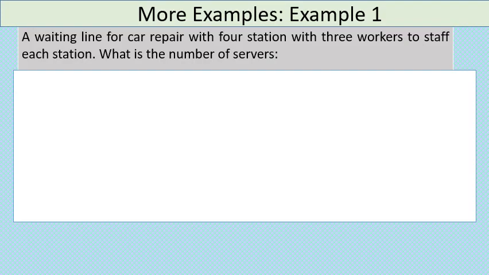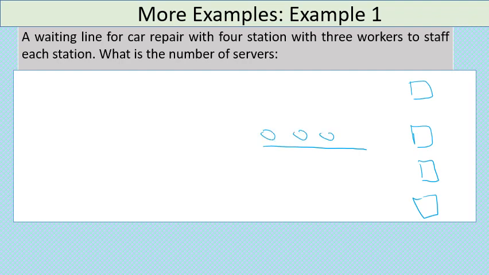So here they're telling us there's a waiting line for car repair, and there's 4 stations for the repair. So we have 4 stations to repair, 2, 3, and 4, and we have a waiting line. So this is the waiting line for cars, and then these are the cars serviced. They're telling us that there's 3 workers to staff each station. So at each station we have 3 workers.